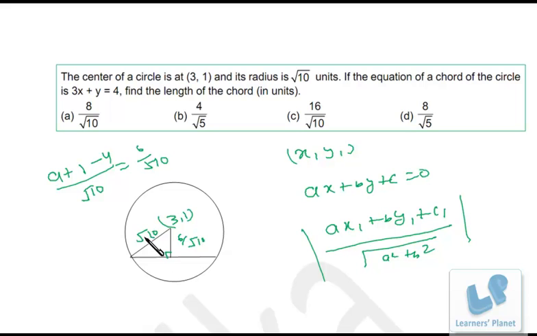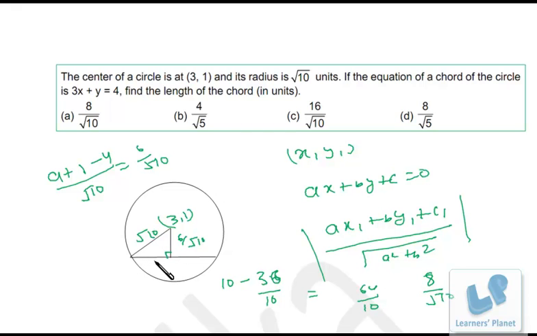Now we can use Pythagoras theorem to find out the length of this. So that is square of this minus square of this. Square of this is what? 10, minus square of this is what? 36 by 10, or we can say 3.6, right? So it's 10 minus 36 by 10, that is 64 by 10. So the square root will be 8 by root 10. Okay. So what will be the length?